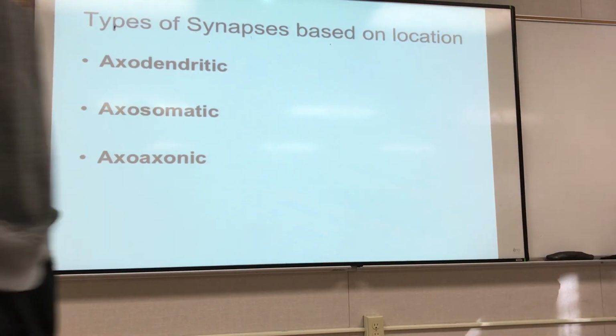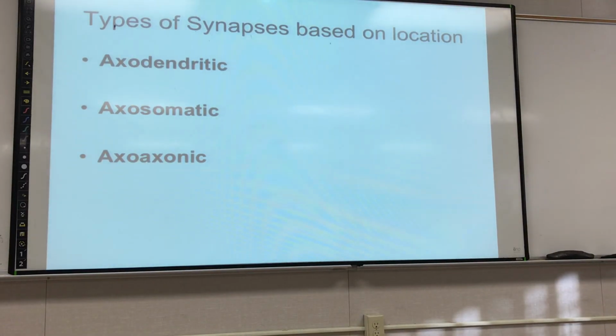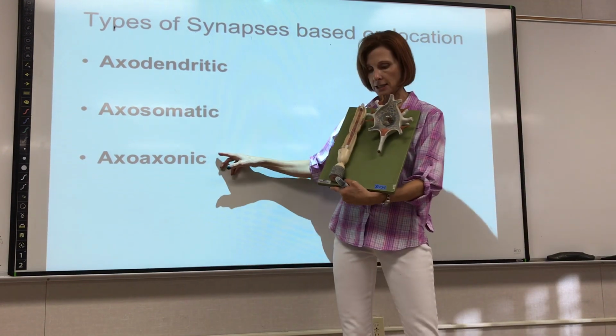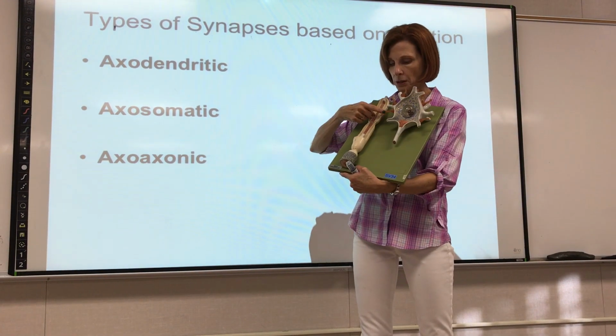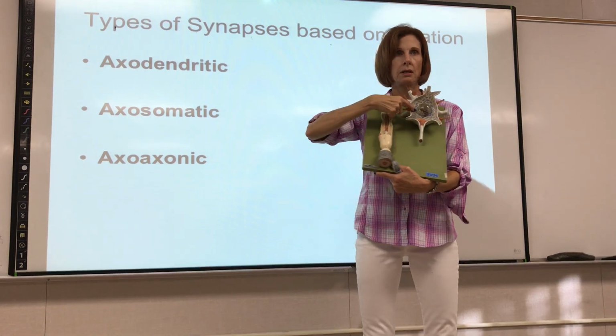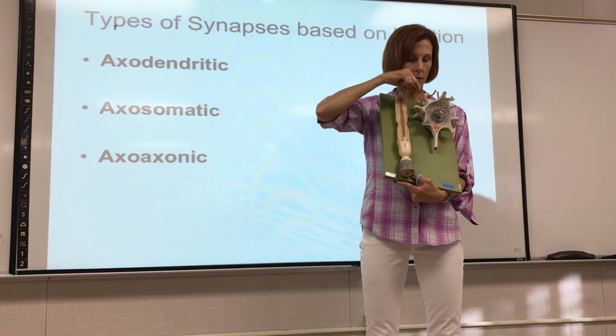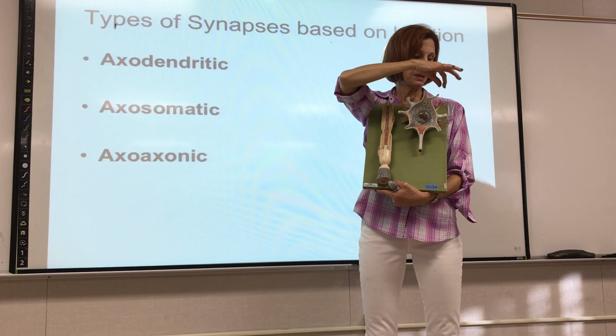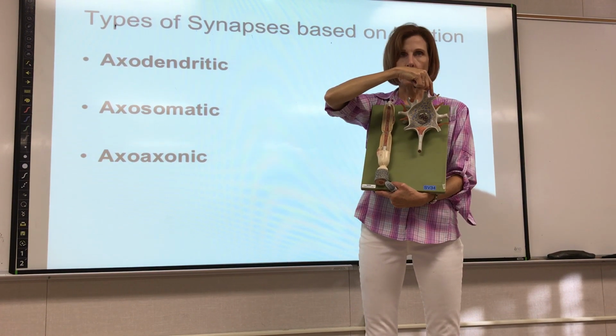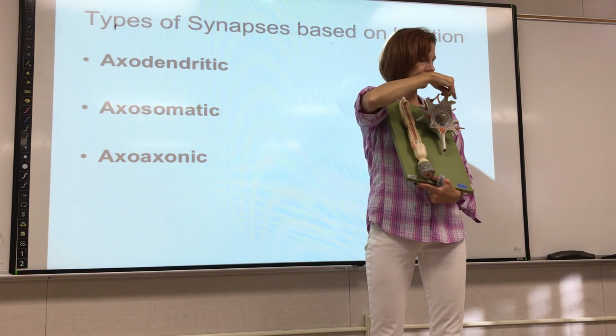And you can see these different types of synapses on this model. We do not actually have an axoaxonic on the model, but you can see this one right here would be an axosomatic, and these where you see them on the dendrites here would be an axodendritic, okay?